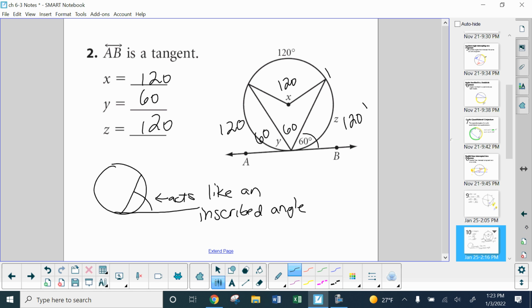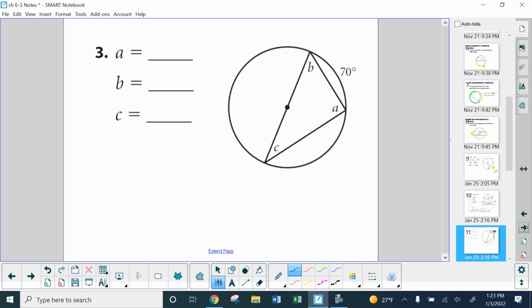All right, number 3. We have a triangle inscribed in a circle. You can see a triangle inscribed in a circle, but I also see inscribed angles. My vertex here for angle C is on the circle, so it's an inscribed angle that opens up to 70 degrees. So what does that make C? 35 degrees.